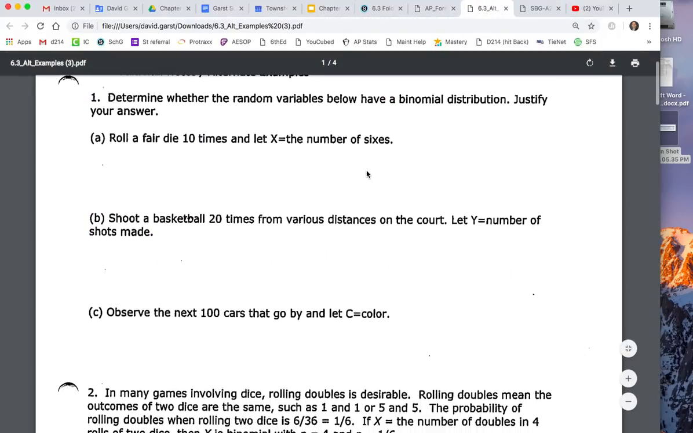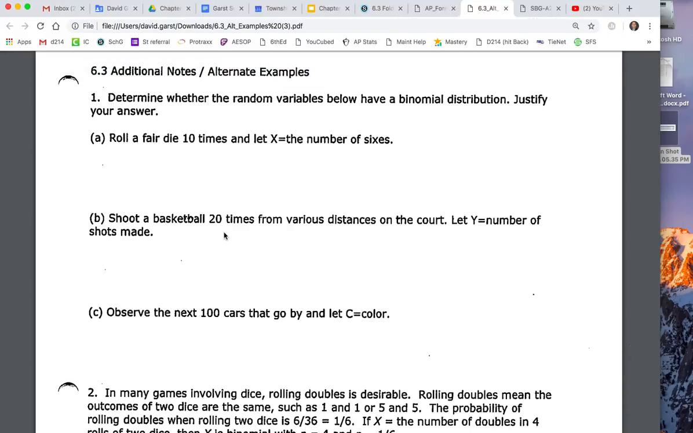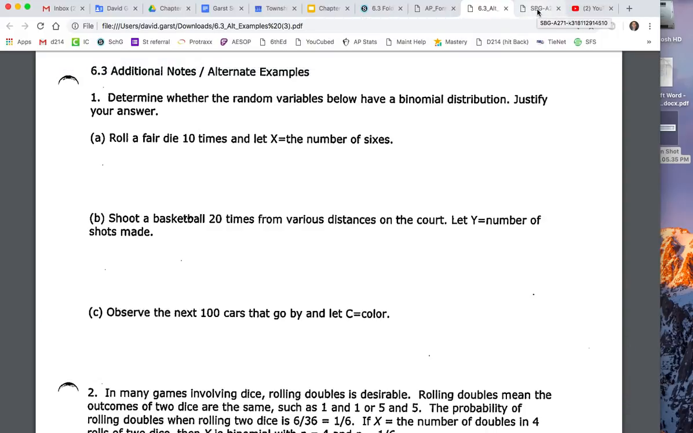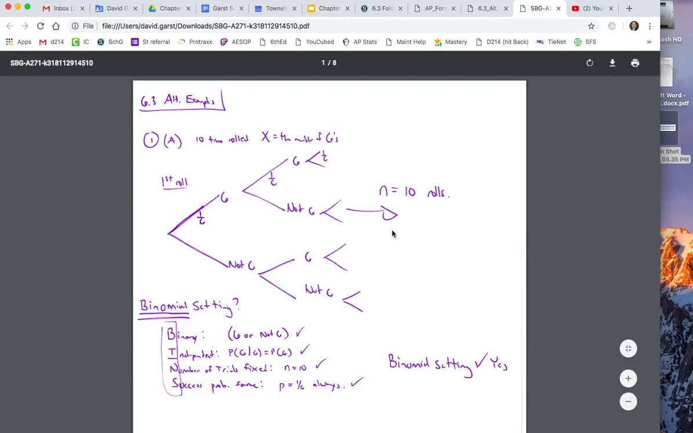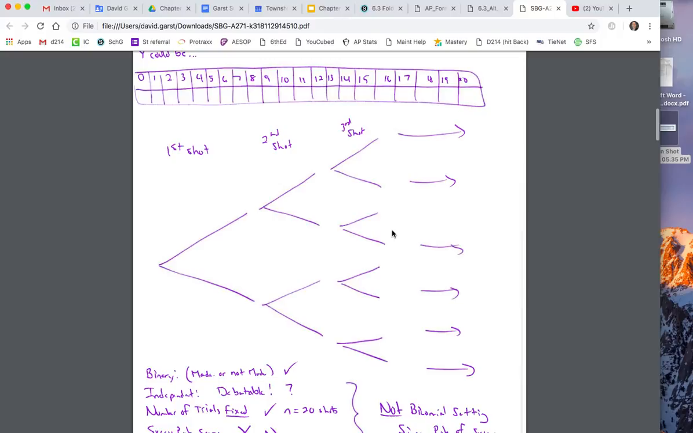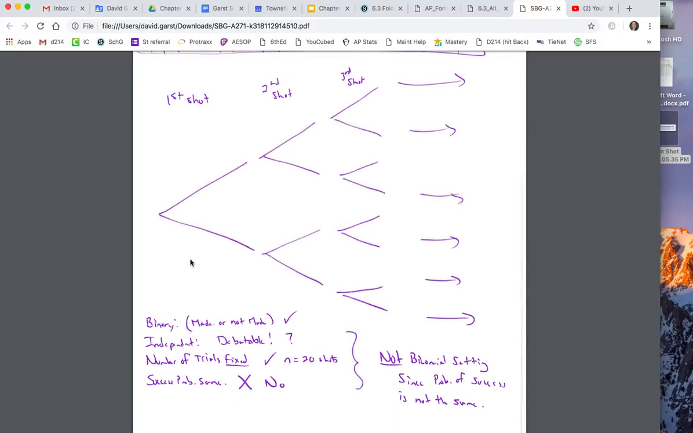Next, let's look at B. What if you were to try to shoot a basketball 20 times from various distances on the court? Let Y be the number of shots made. Does this meet BINS? B-I-N-S, binary, independent, number of trials, and the same success probability? The short answer is no. It is binary because on the first shot you either make it or you miss it, so it's a binary situation. Now, given the fact that you made your first shot, what's the probability that you made your second shot?